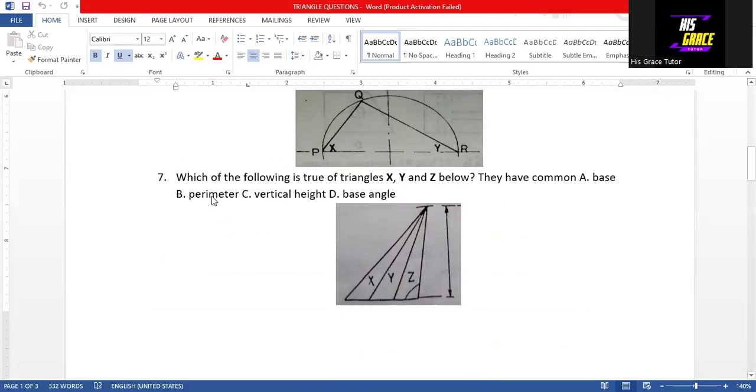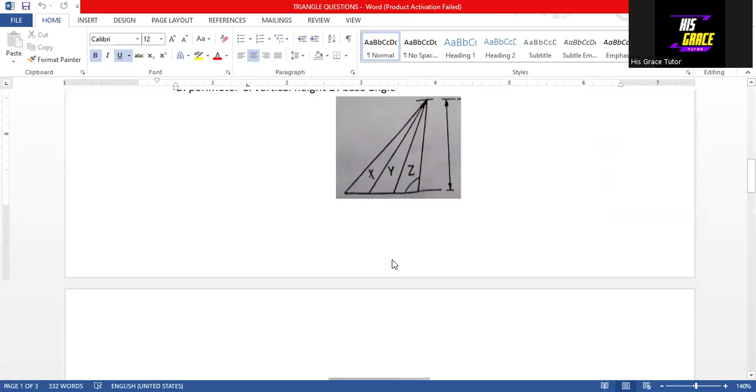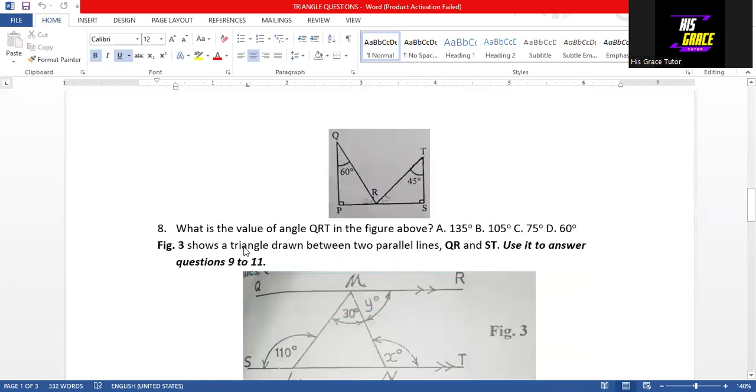Then question 7, which of the following is true of triangles X, Y, and Z below? So they have a common vertex. That's the answer to that question. Then question 8, what is the value of angle QRT in the figure above? Angle QRT in the figure above.